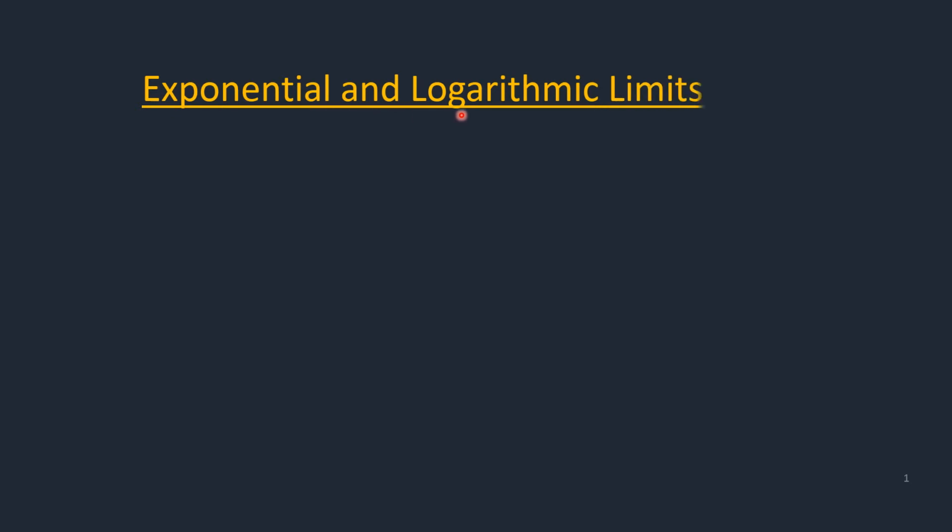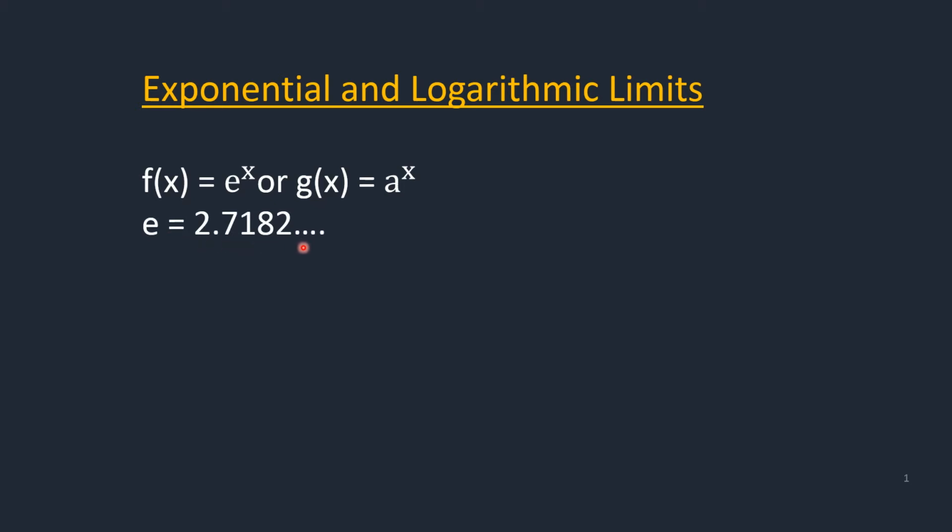In this video, we will understand what are exponential and logarithmic limits. Exponential functions are of the type f(x) equals e to the power x or g(x) equals a to the power x, where e is an irrational number whose approximate value is 2.7182 and a is any constant.